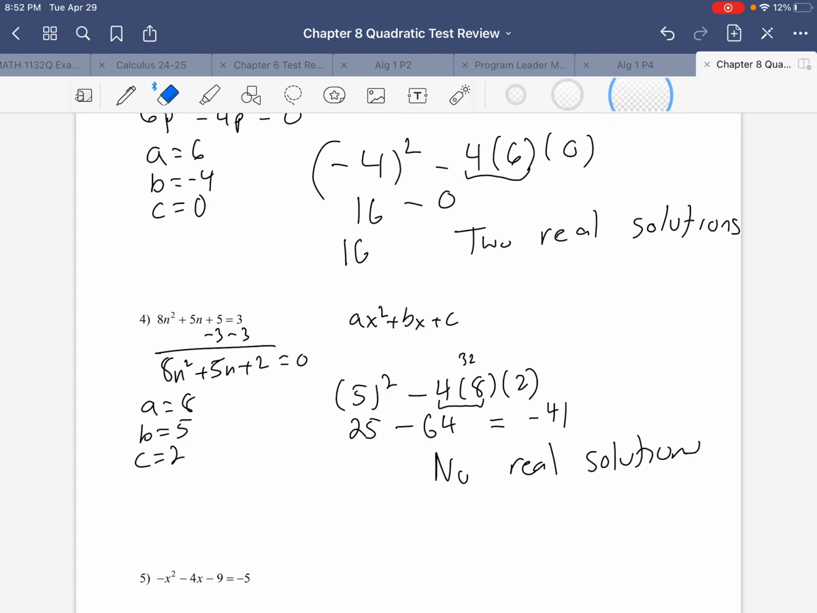I feel like I'm goofing on this part. 64 minus 25. This would be 9, it'd be 39. Yeah, I guess it'd be negative 39.